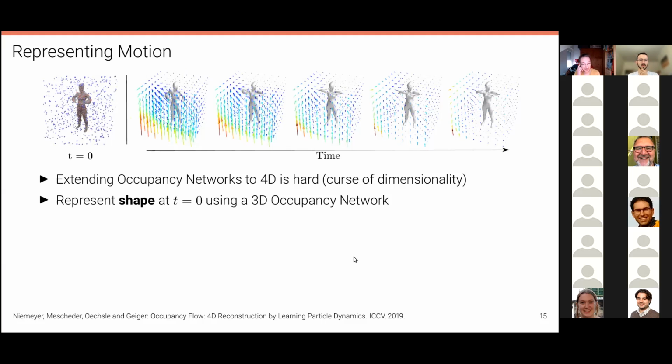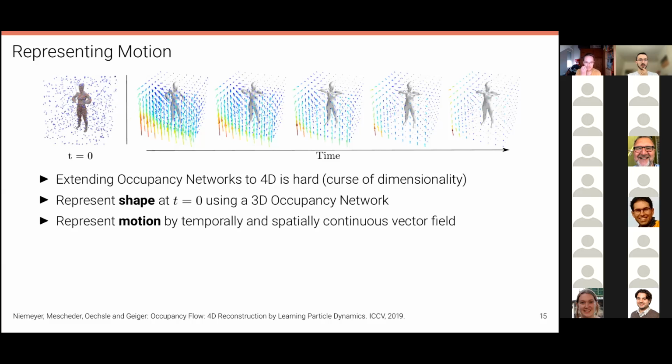So what we do here instead of representing things in 4D is to represent the shape at time 0 or an arbitrary time using a 3D occupancy network, and then represent the motion, illustrated here on top, by a temporally and spatially continuous vector field. Now, this vector field is, of course, a 4D field, right? You have to define a velocity vector for each point in space and time. But the advantage of this is that this field can now be extremely smooth in order to represent the motion of a shape over time.